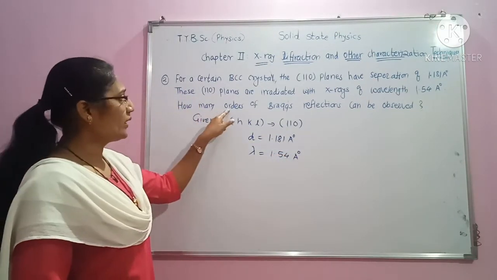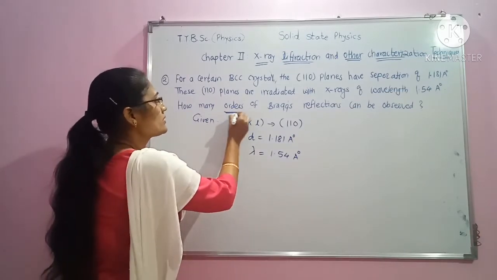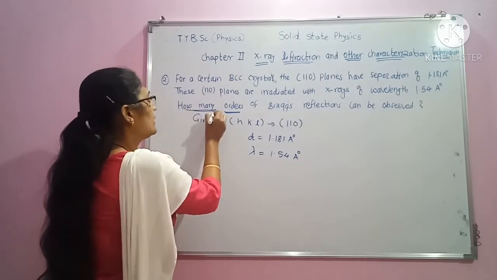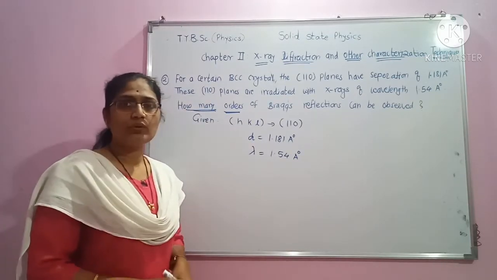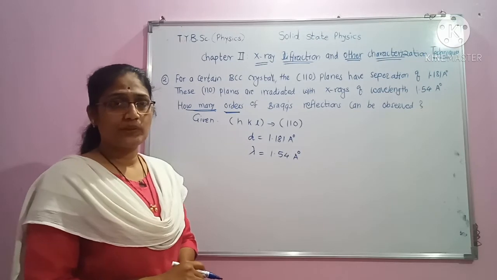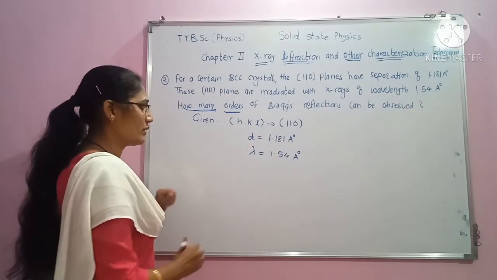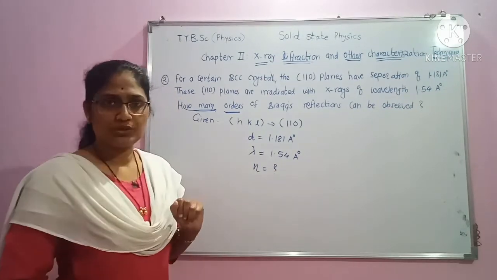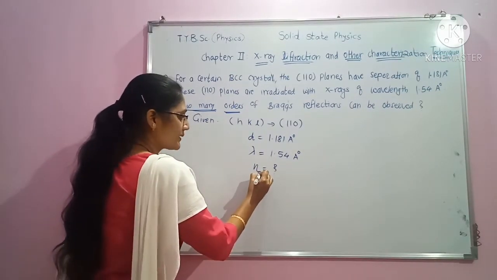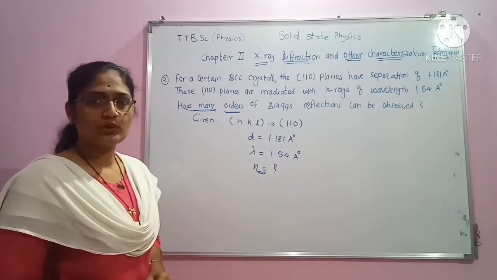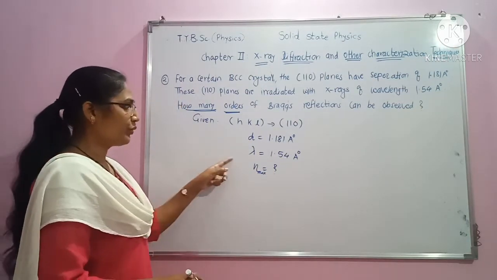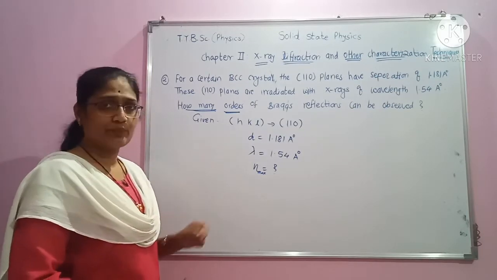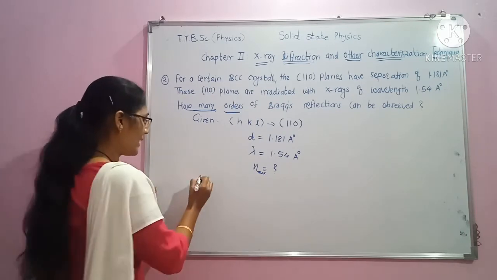Then, how many orders of Bragg's reflections can be observed? How many means we have to find the maximum order possible by using this information. The maximum order possible, that is n max, is equal to how much? So we can use Bragg's law to solve this example. What is Bragg's law?